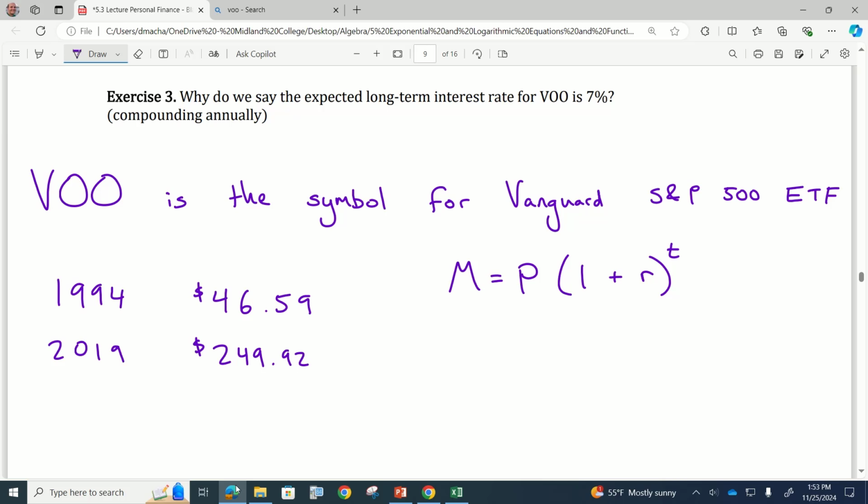What would you say if I'm trying to calculate what is r? What is the average interest rate? What would you say is M, my maturity value? 249. Okay. And P, my principal? 46.59. 46.59. And then T is 25. 25 years.